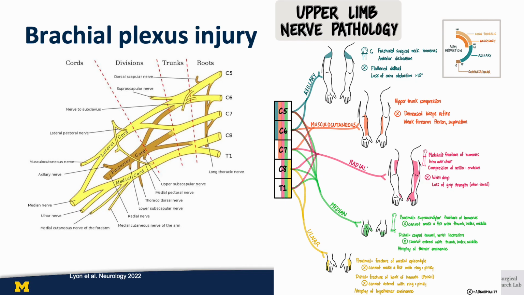A radial nerve injury, which can occur from a mid-shaft humeral fracture, would cause a wrist drop and a weakness in wrist extension. A median nerve injury from a fracture of the supracondylar part of the humerus would result in weakness in the hands. And an ulnar injury from a fall on the elbow would cause weakness of the ring finger and pinky and other components of the hands.